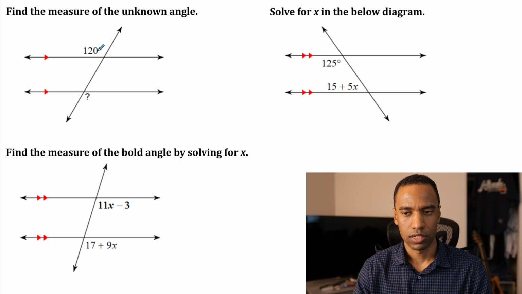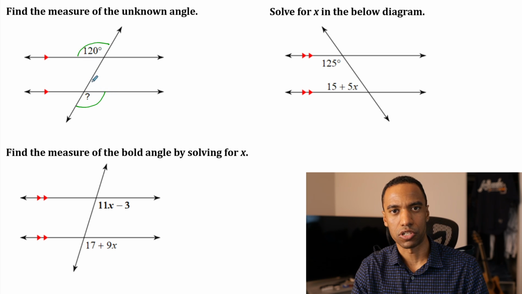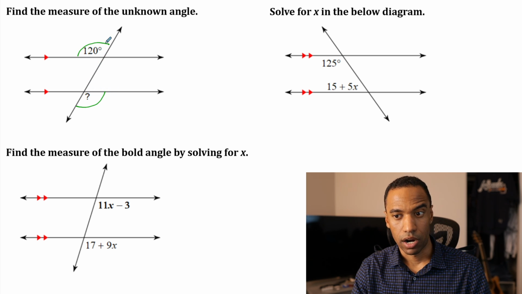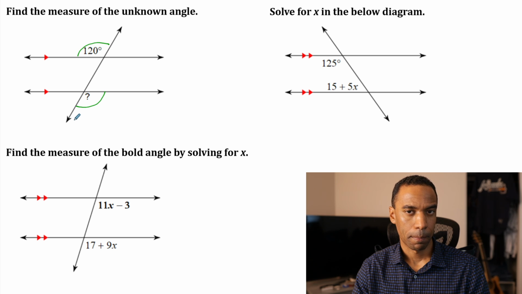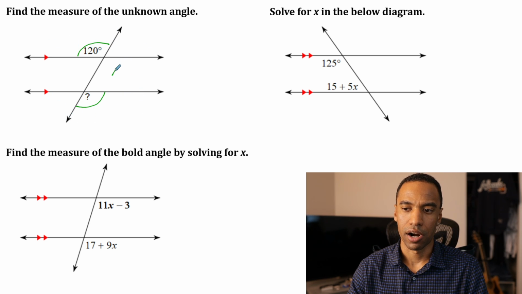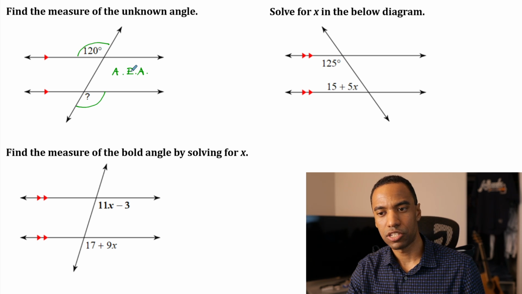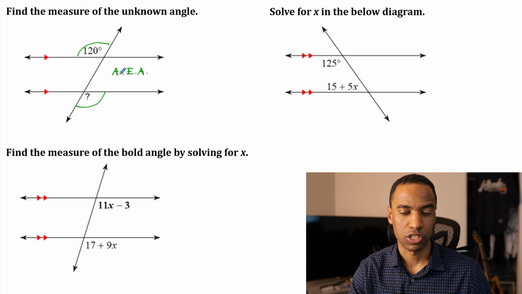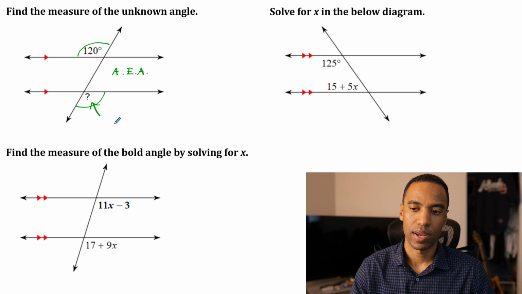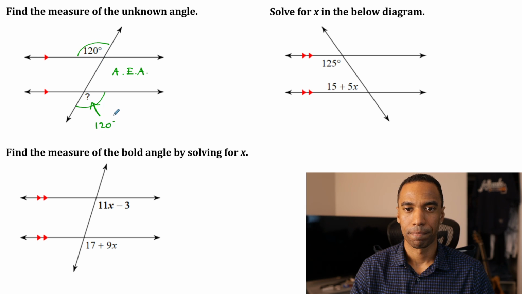Well, 120 degrees is measured right here, and this has a certain relationship with this. What is that relationship? These are on opposite sides of the transversal, and these are outside of the two parallel lines. These are alternate exterior angles, and alternate exterior angles are congruent when lines are parallel. So you know how much this is? It's 120 degrees because this is 120 degrees. So that is the measure of the unknown angle.